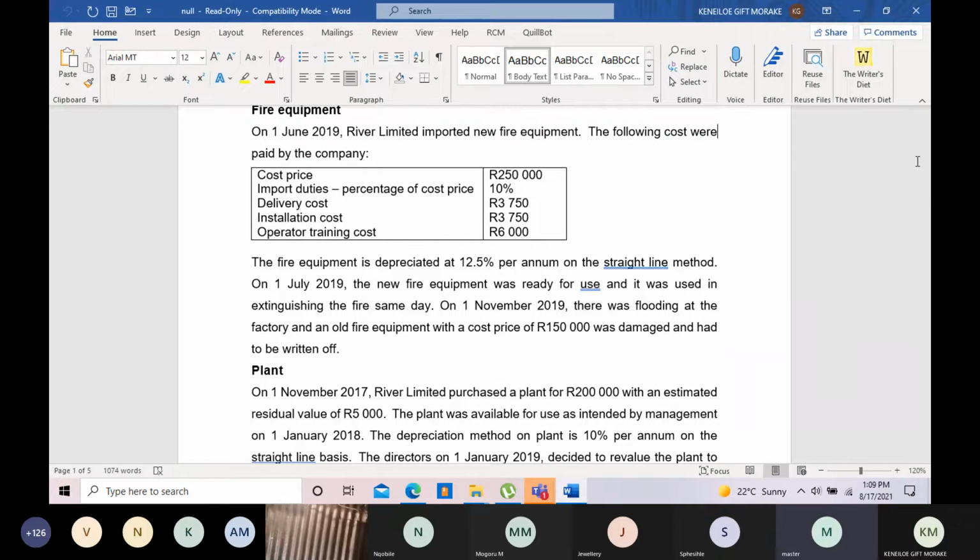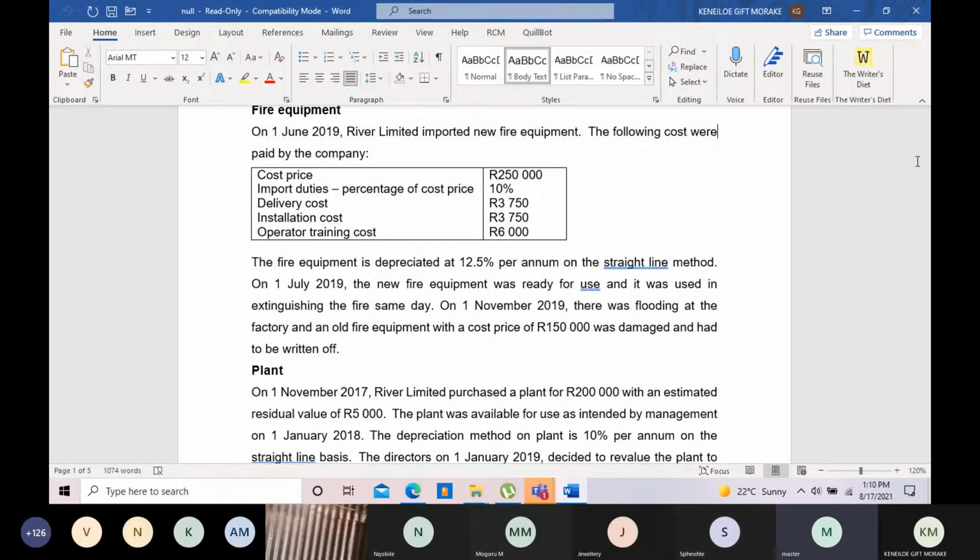All right, so I said to you, you must determine the new cost. You take the main cost, which is 250,000. You add import duties of 25,000. You also add the delivery cost. You also add the installation cost, which is going to give you how much? 282,500. The installation cost plus delivery cost plus import duties plus 250,000 rand. You're going to get how much? 282,500. That is your new cost for fire equipment.